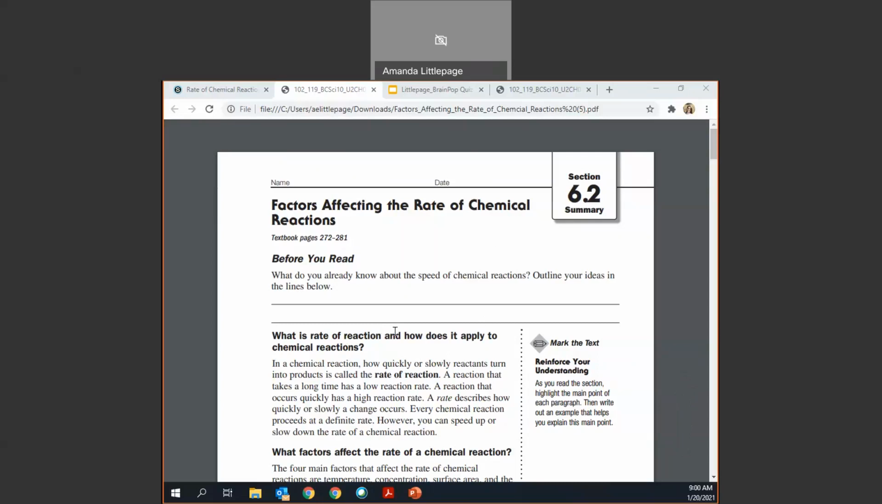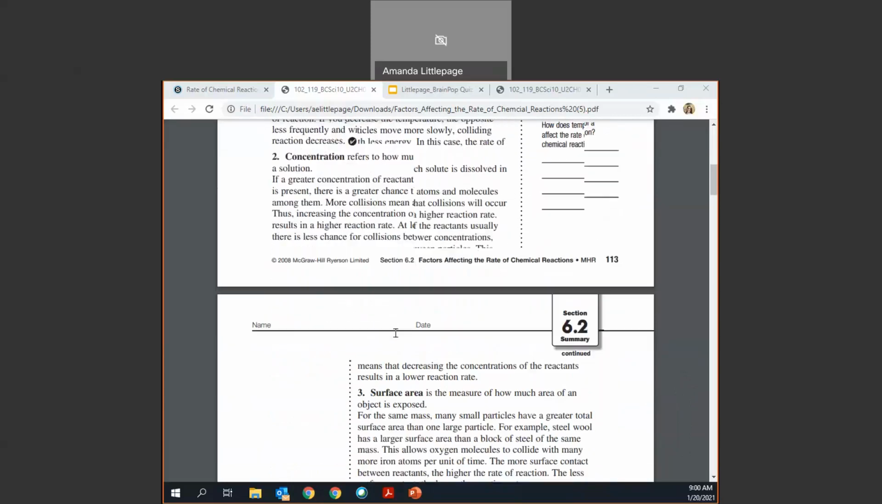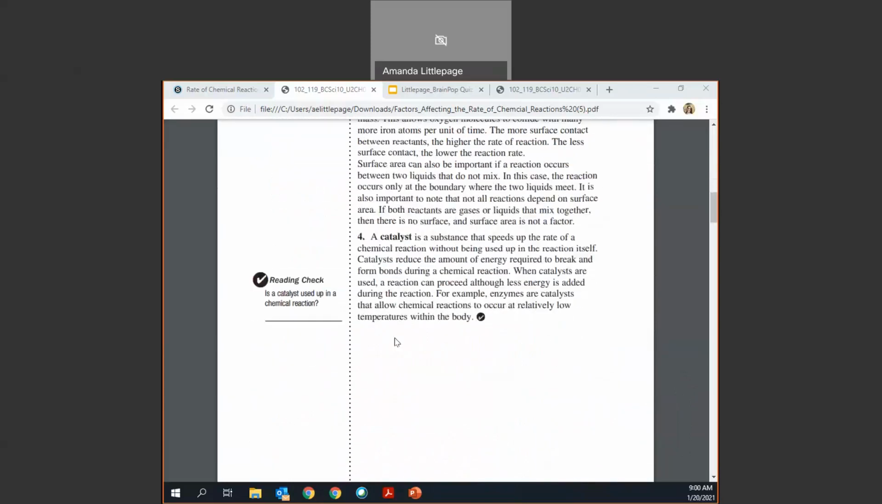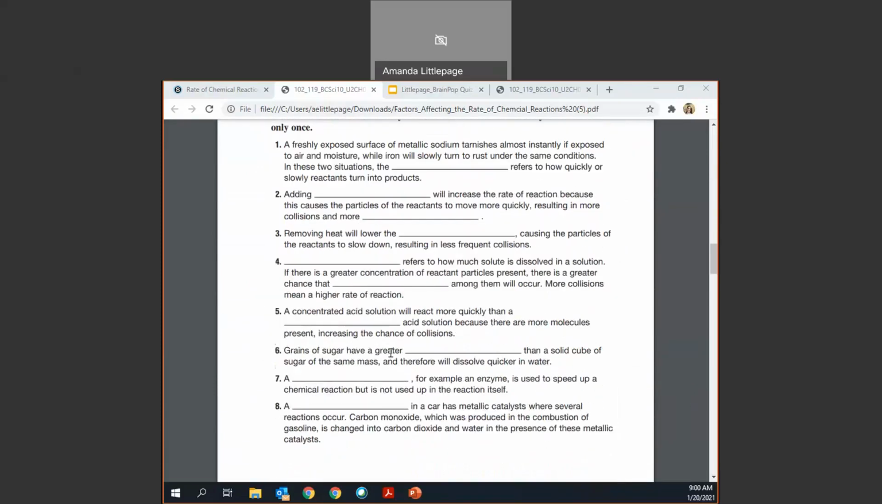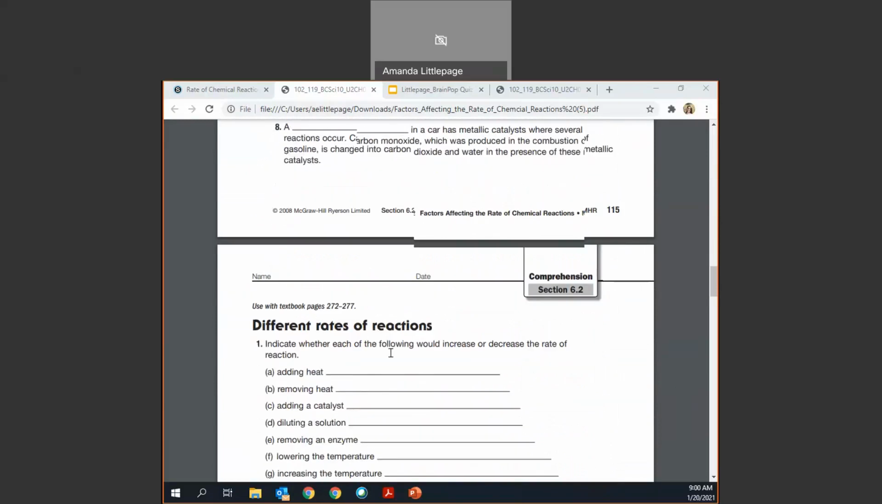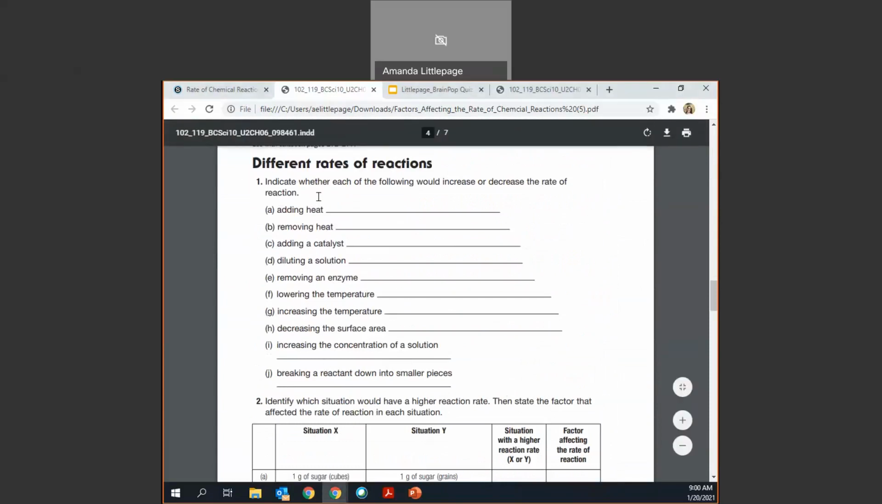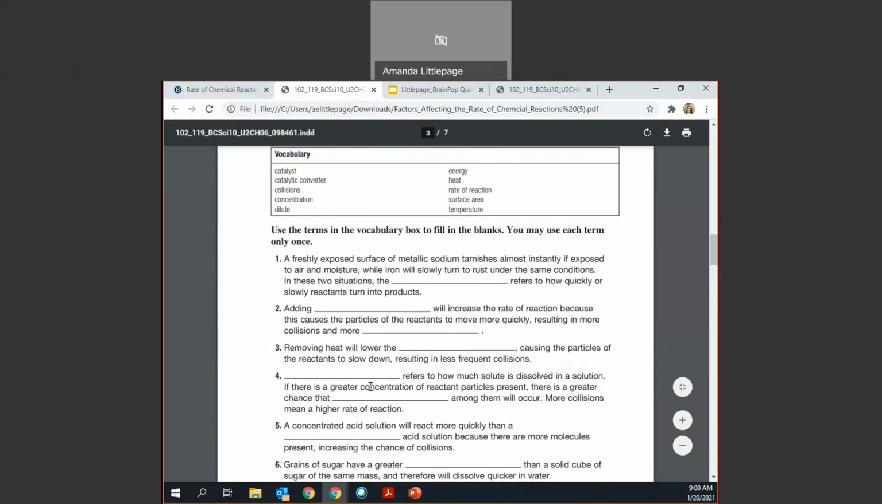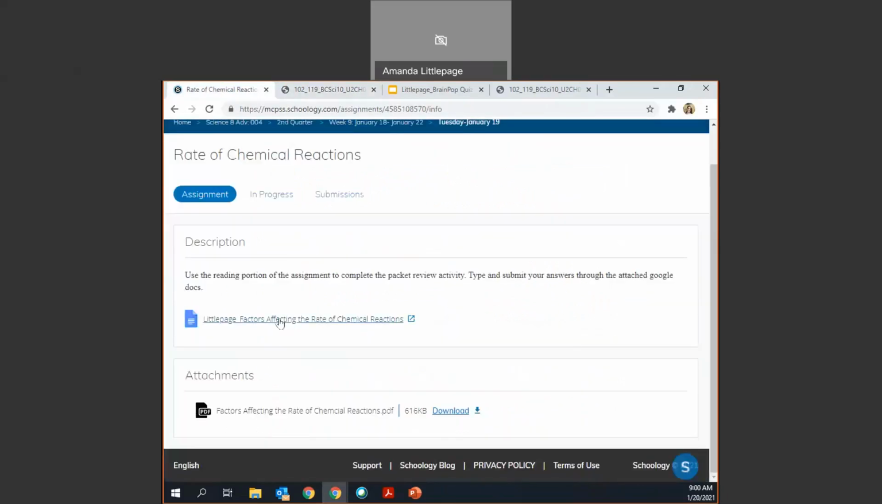So your job before you begin the work is to read through the assignment. It's only 2 pages. Then you need to work through the questions. Now, the questions are broken into 2 sections in Google Docs. So page 1 and 2, which is this portion right here, different rates of reactions, part 1, and the fill in the blank is what was assigned to you on Tuesday. So once you've done that, you've read through that, you will click on the Google Docs, and this is where you are going to submit your answers.